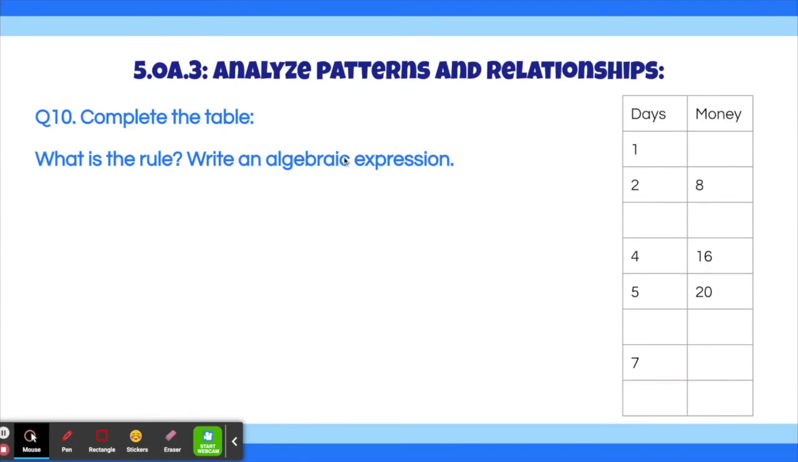Question 10. Complete the table. What is the rule? Write an algebraic expression. So this table has the days that have passed and the amount of money that has been earned or collected by whoever, right? So for this, you just need to fill in the missing values for each table and then write an algebraic expression for how the amount of money progresses by the number of days. All right, so I'll give you guys a few seconds to solve that problem.